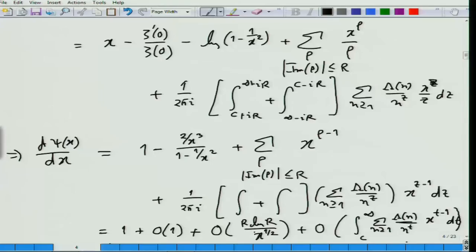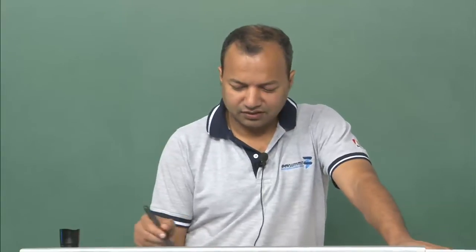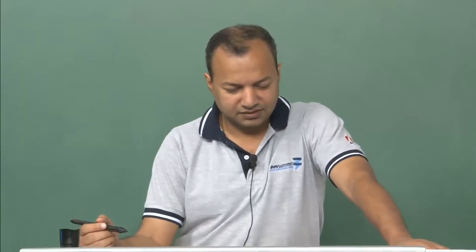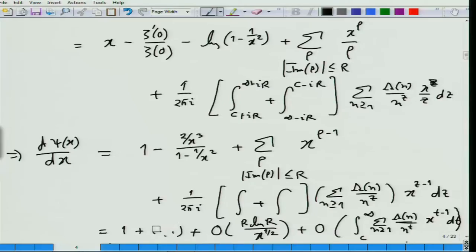R log r is also quite bad. When r is square root x, you get order log x. That's too big. That's worse, but even this, if you can get rid of that, even this is 1 here. In fact, even here I should not be writing order 1. I should simply be writing something like order 1 over x cube, because x is a parameter.